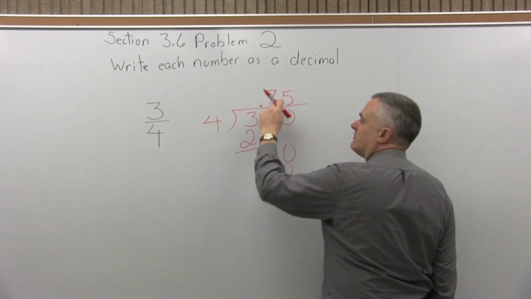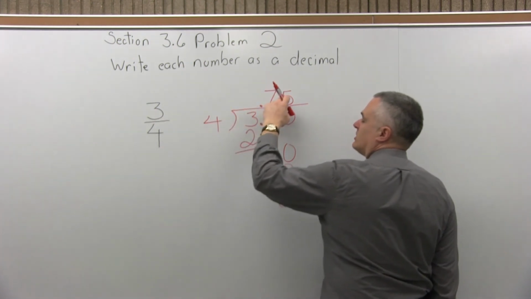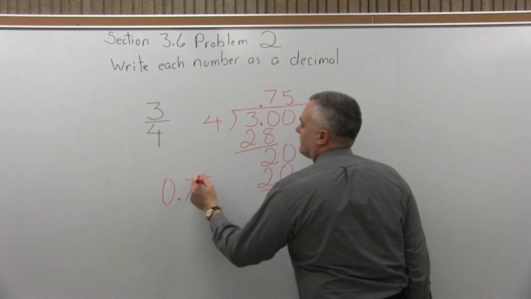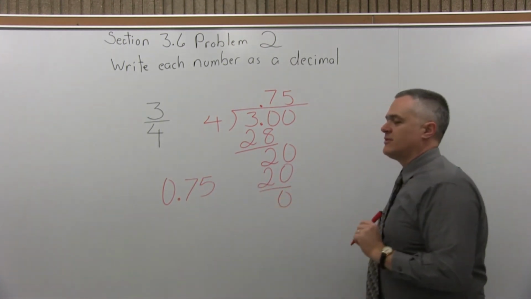And there's your 0.75. 3/4 is equivalent to 0.75. And if you like, you can write it as .75. It doesn't matter if you have the 0 in front of the decimal or not.